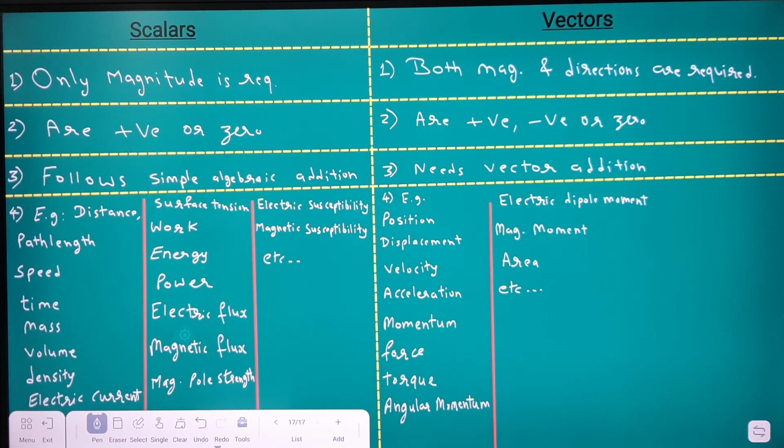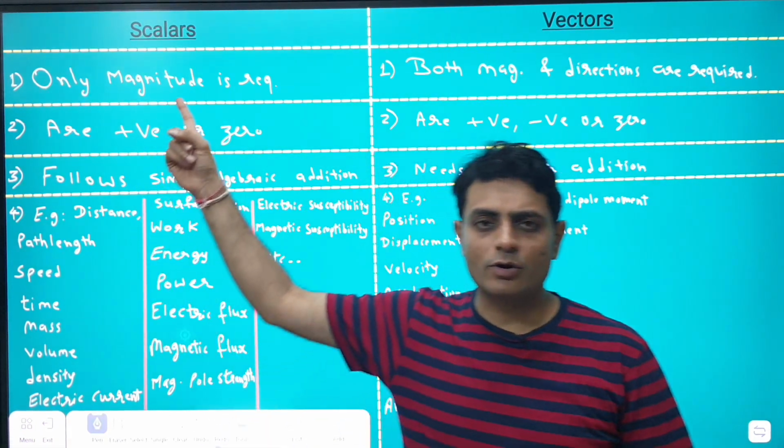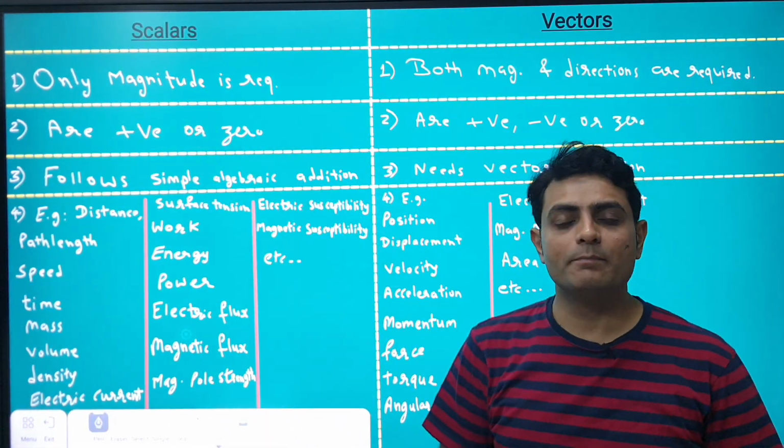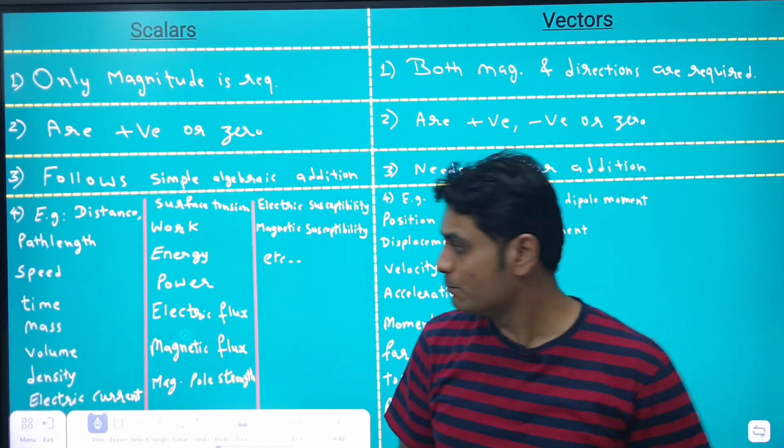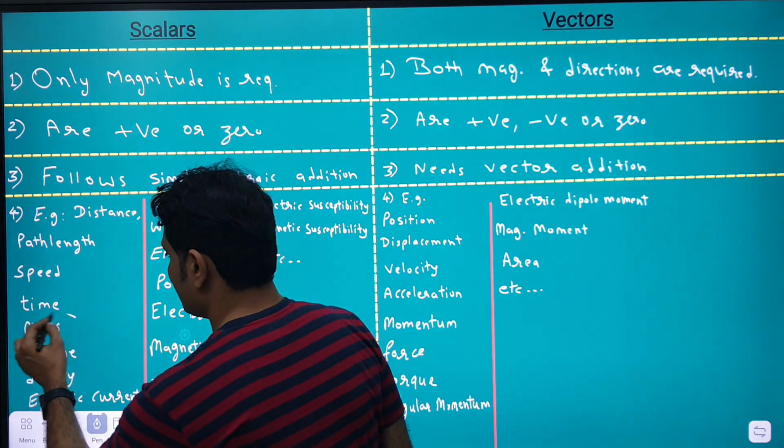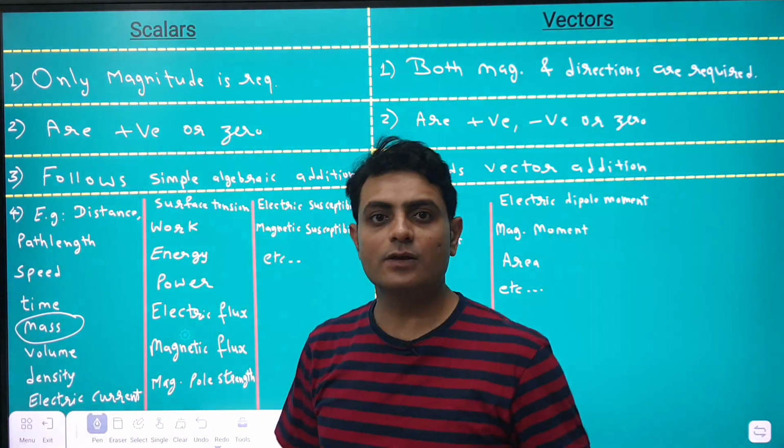Now let's discuss scalars and vectors. Scalar physical quantities are those quantities which require only magnitude to get defined. For example, mass. Mass is a kind of scalar physical quantity.